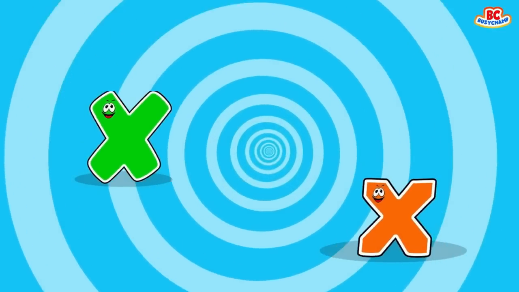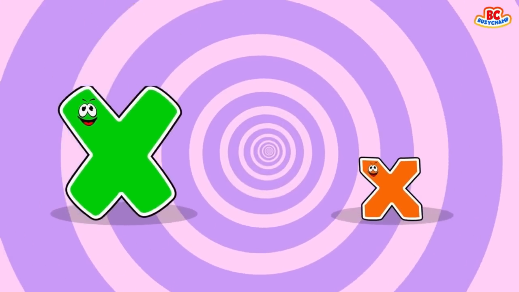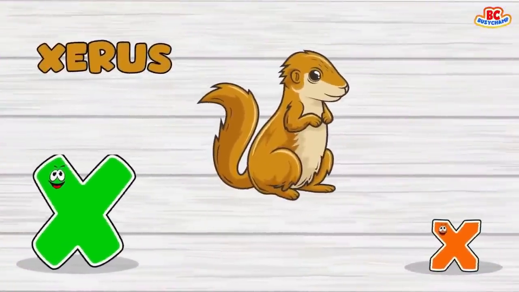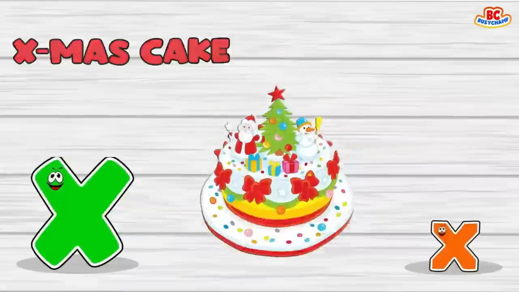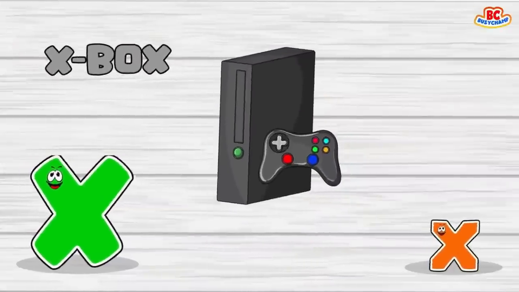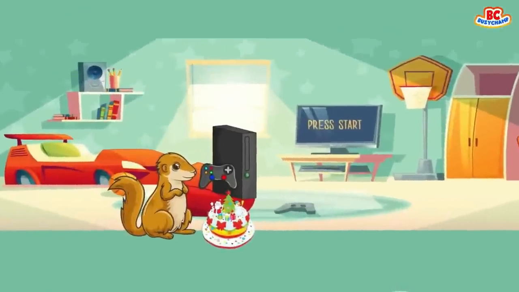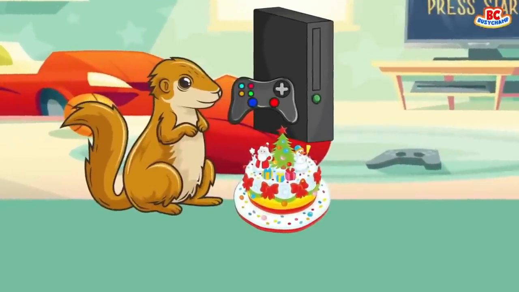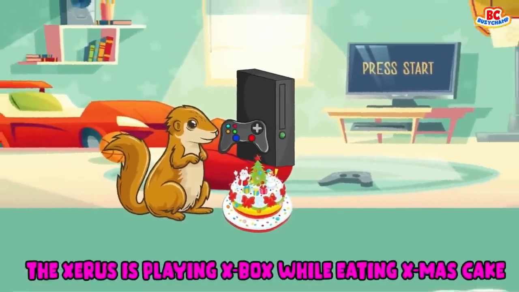X sounds x, x, x. X as in zeros. X, x, zeros. X as in Christmas cake. X, x, Christmas cake. X as in Xbox. X, X, Xbox. The Zeros is playing Xbox while eating Christmas cake.